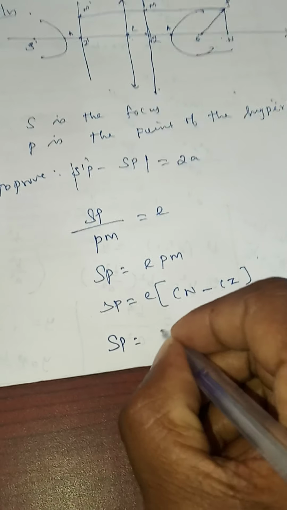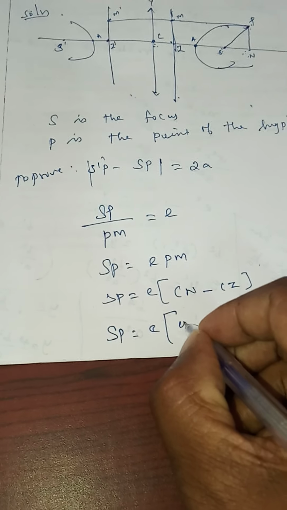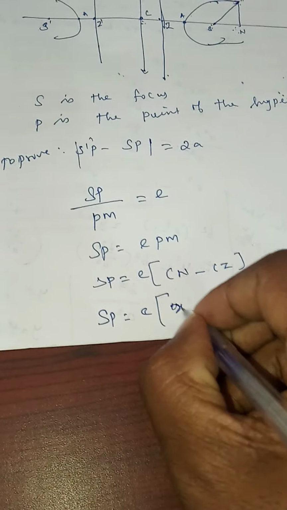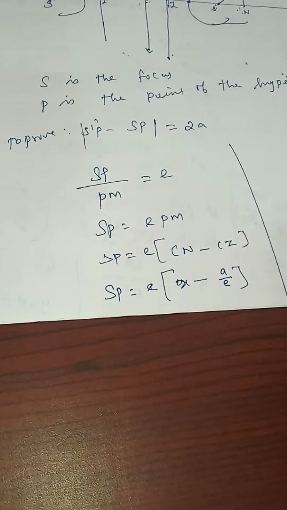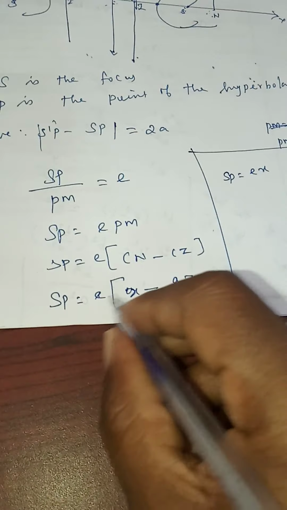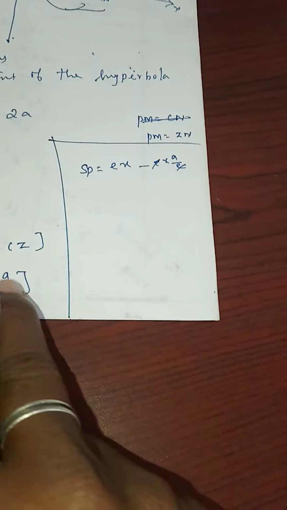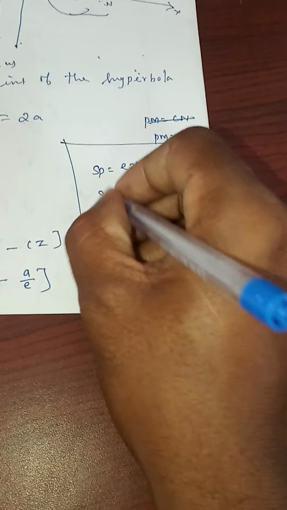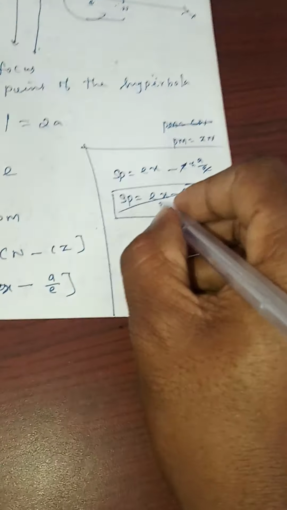Then SP is equal to e into CN minus CZ, where CN is x, and CZ, the directrix distance, is a by e. Then SP is equal to e into x minus e into a by e, the e cancels, so SP is equal to ex minus a.